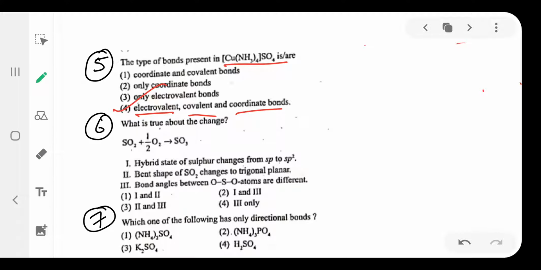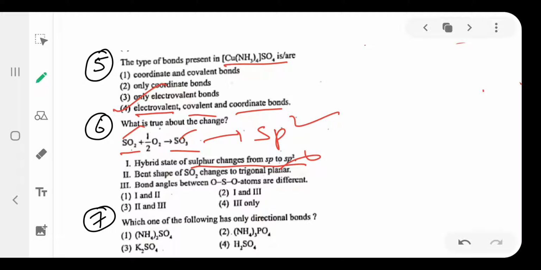Then next, question number 6. What is true about the changes? See here, SO2 and SO3. Both SO2 and SO3 are involved in sp2 hybridization. But option 1 says the hybridized state of sulfur changes from sp to sp3. That is wrong. Why? Both SO2 and SO3 compounds are involved in sp2 hybridization. So the first one is wrong.